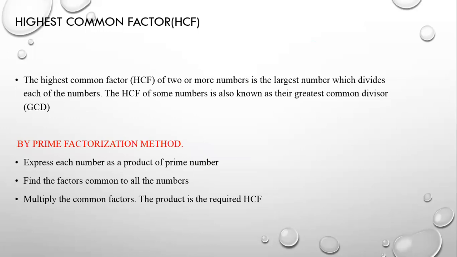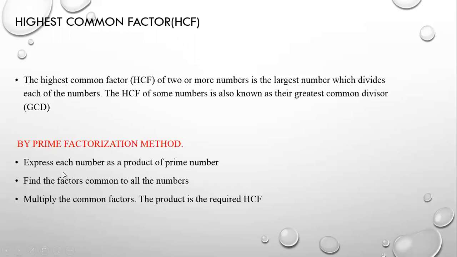Next, we have the highest common factor, also known as HCF. I think you might have learned this in class 5th also. So let us understand it in detail. What is the highest common factor? The HCF of two or more numbers is the largest number which divides each of the numbers. The HCF of some numbers is sometimes also known as the GCD. So you don't have to get confused about GCD or HCF. The full form of GCD is greatest common divisor.